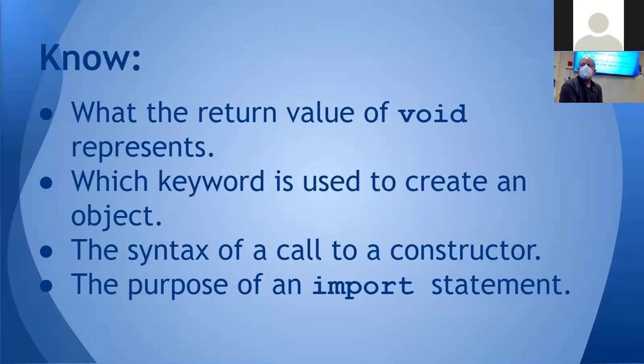Know which keyword is used to create an object. The keyword I'm looking for here is the new keyword. What is a keyword? A keyword is reserved by the language, so you can't use it as an identifier. Like you can't call a variable new, because the Java language already has the word new defined, and so you can't use that as an identifier.